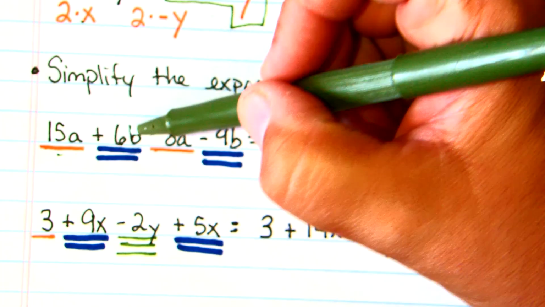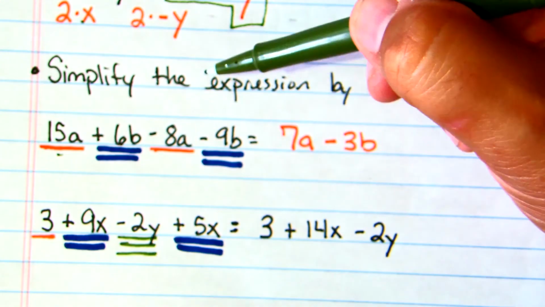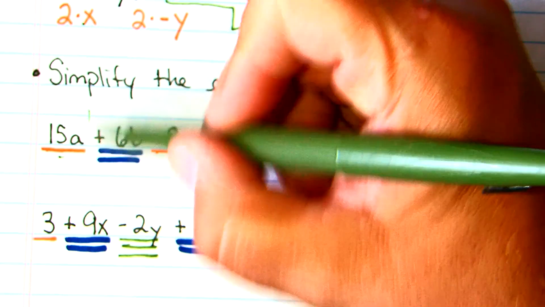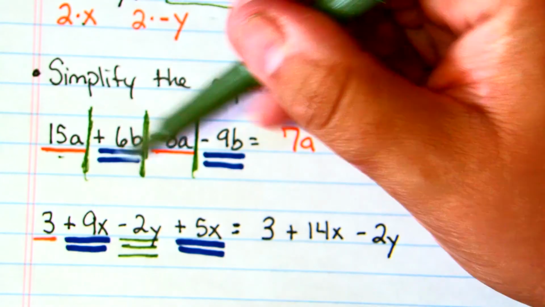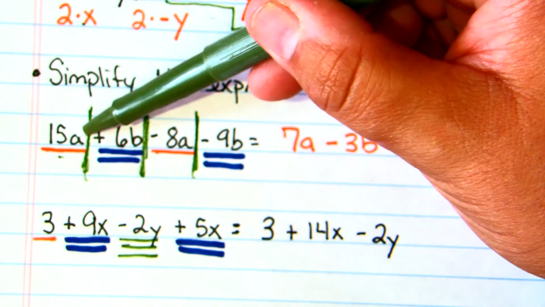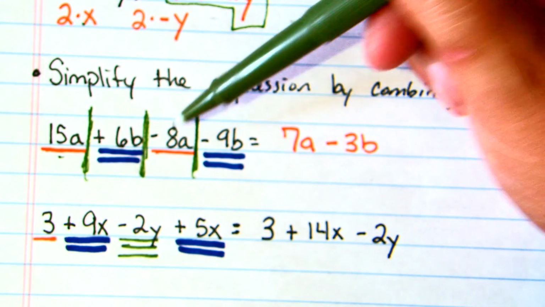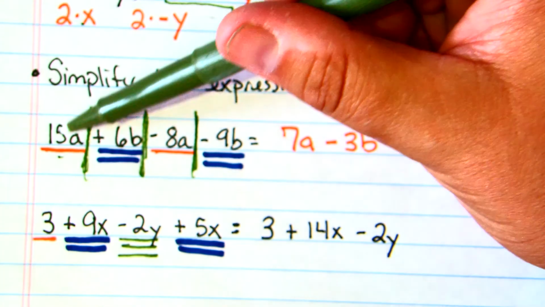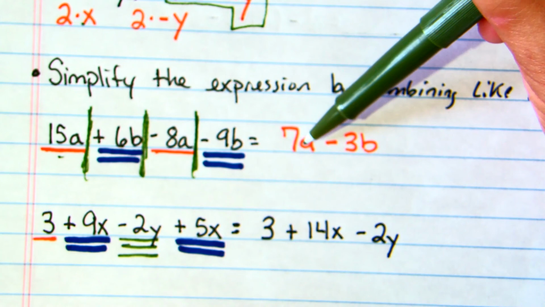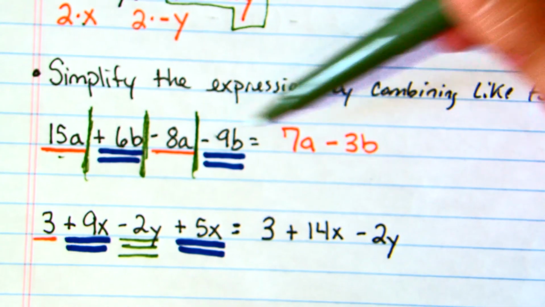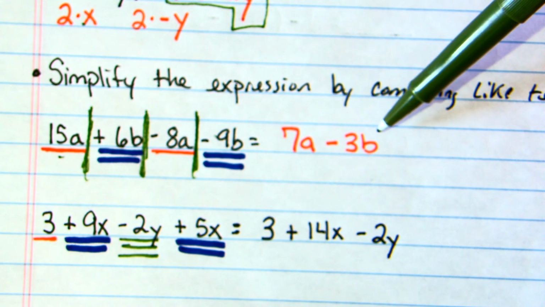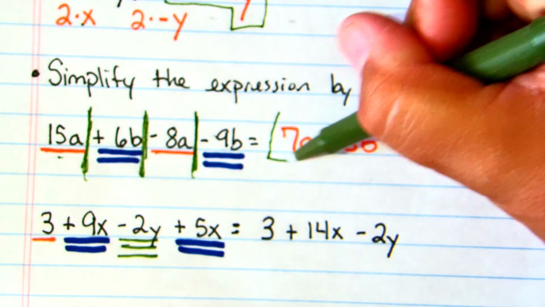Now I know some students have trouble with which is positive, which is a negative, knowing with sign. My suggestion would be to go through and mark them up. So you have 15a and negative 8a results in 7a. 15 minus 8, 7, and it's a. 6b and negative 9b, 6 minus 9 is negative 3, so my answer is 7a minus 3b.